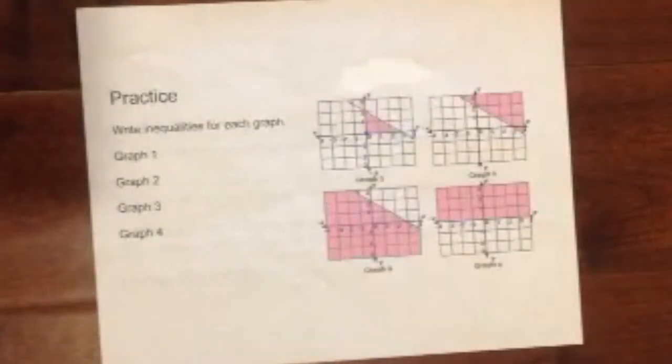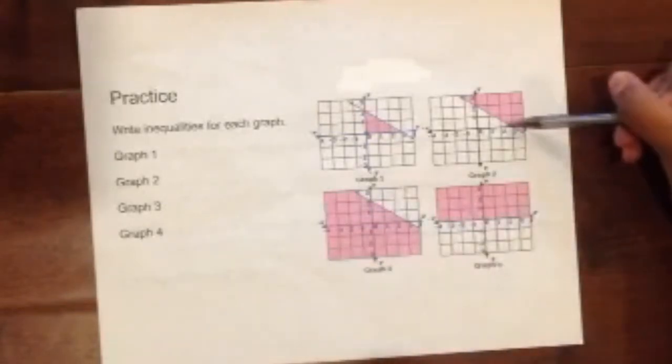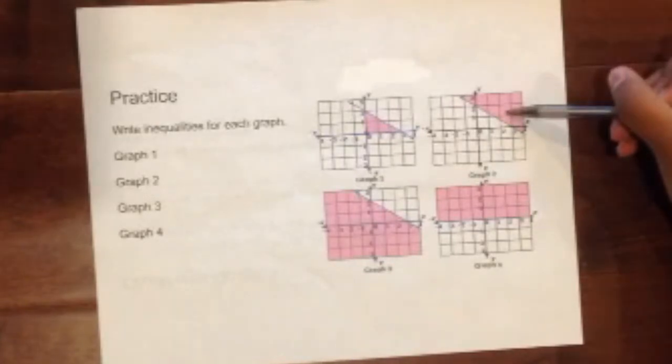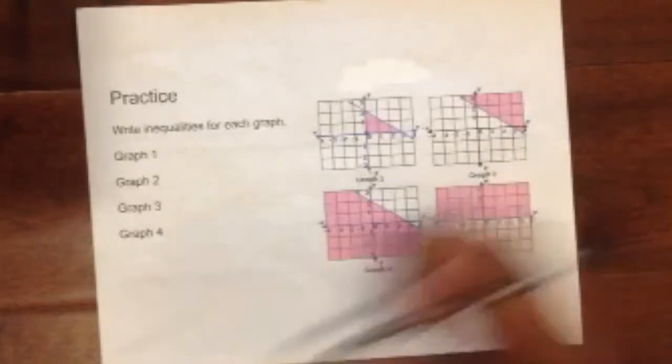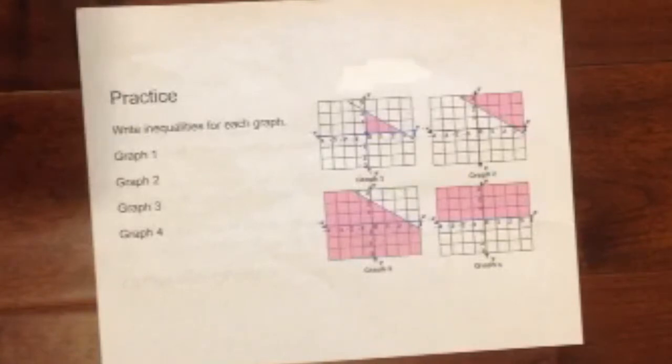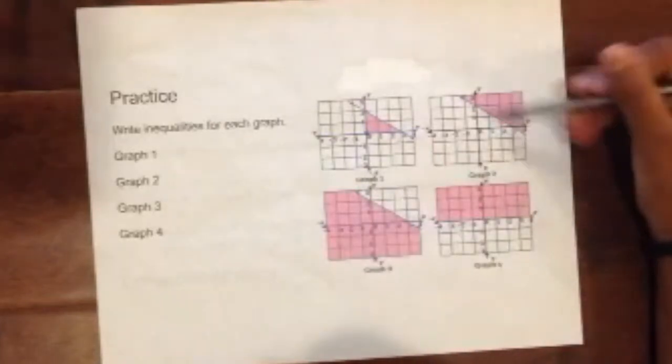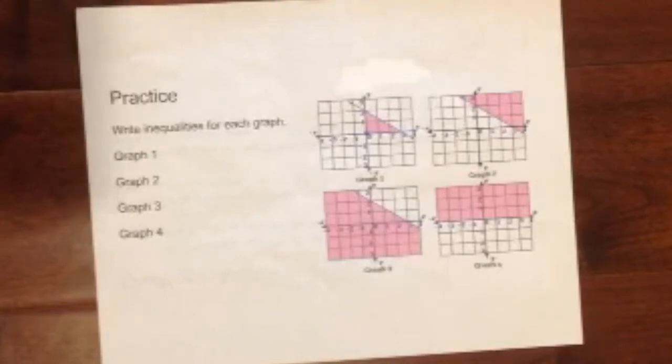For graph 2, once again, find the equation of the line. The equation is negative 2/3 x plus 2. Since the shaded region is above the boundary line, the inequality is either y is greater than negative 2/3 x plus 2 or y is greater than or equal to negative 2/3 x plus 2. It is greater than or equal to because the line is solid. For graph 3, the boundary line equation is the same as graph 2. However, the shading is below the boundary line, so the final inequality is y is less than or equal to negative 2/3 x plus 2.